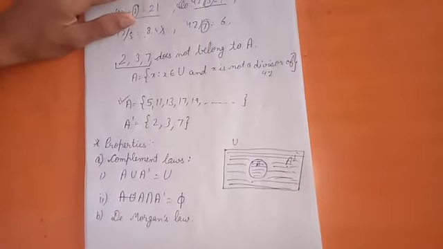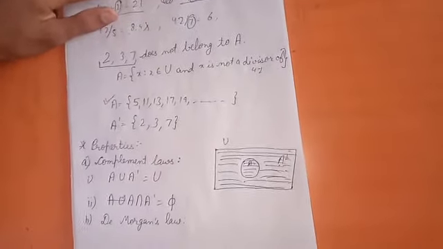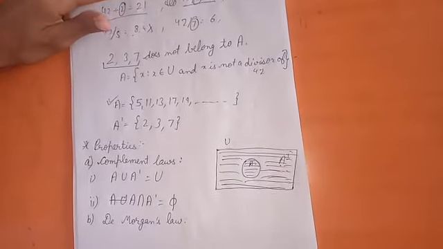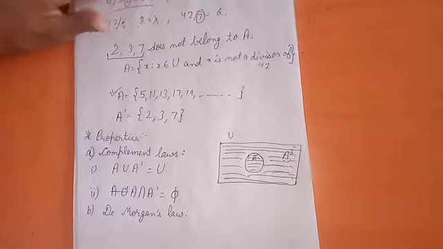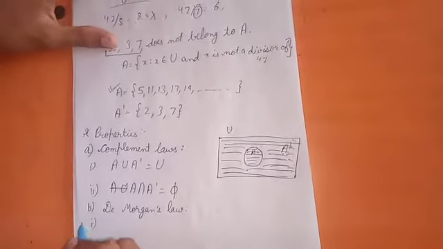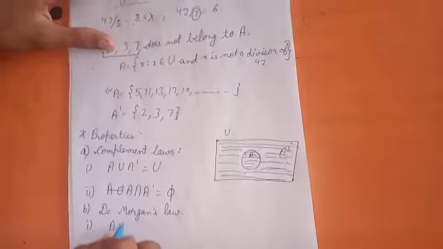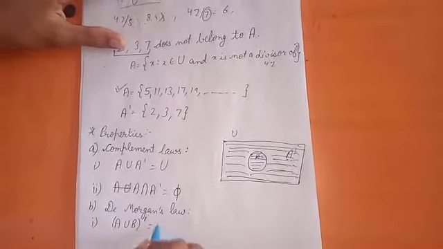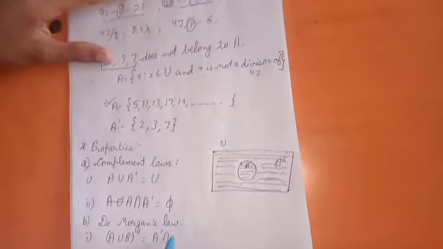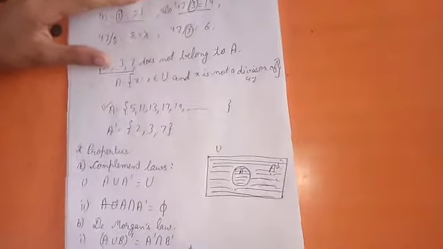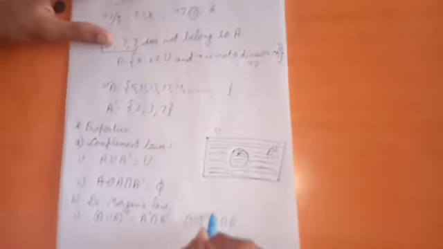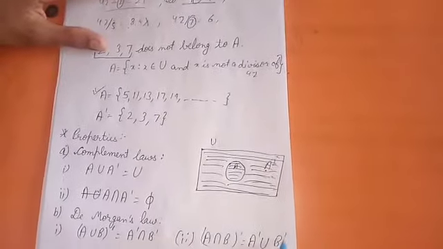De Morgan was a mathematician who by experiments gave us two laws. First one was (A union B)' will be equal to A' intersection B', and second was (A intersection B)' is equal to A' union B'.